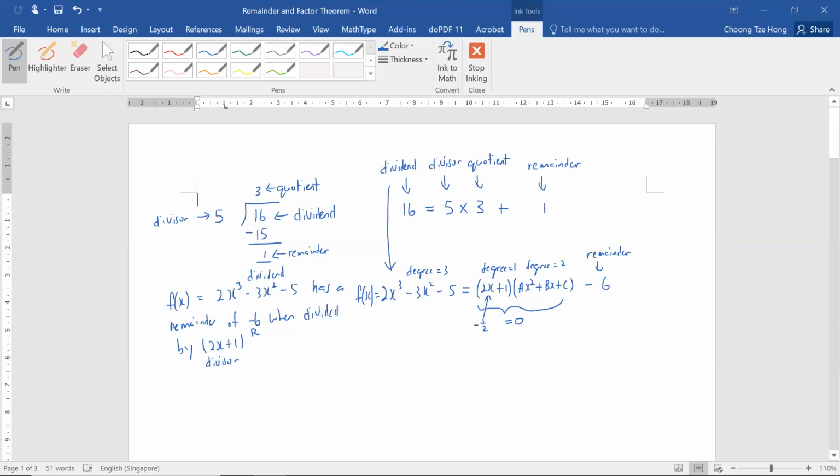Why sub in x equals negative half? Because when I sub x equals negative half inside here, the whole divisor will become 0. And 0 times the quotient makes the whole thing equal to 0, and we are only left with the remainder. We can test it out and see. All we need to do is replace x with negative half. So let's test it out and see.